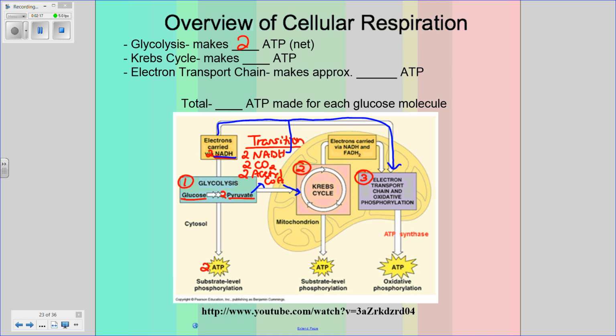So for the Krebs cycle, we put in our acetyl-CoA. What did we get out of it? 6 NADH and 2 FADH. And those continued on to, again, that 3rd step. We also made a couple more ATP in that process. So we're going to add that up here.